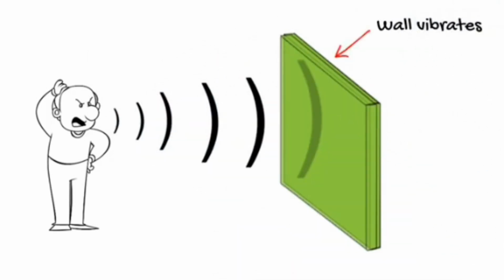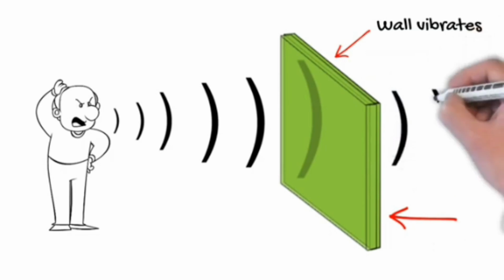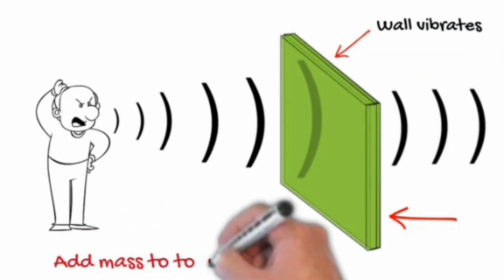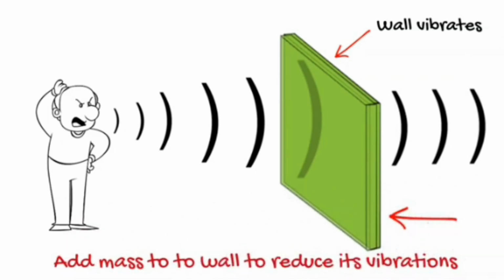When you're soundproofing a wall, you are just trying to make sure that sound does not cause it to vibrate. Because it is these vibrations that continue to the other side of the wall and transfer sound. So, to stop sound vibrations, you need to add mass to the walls.